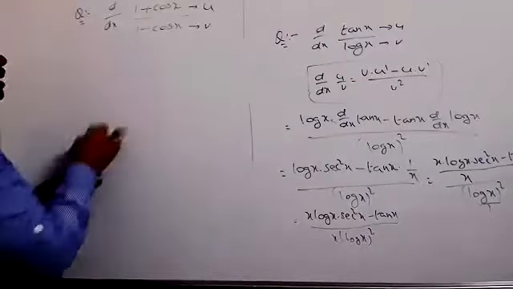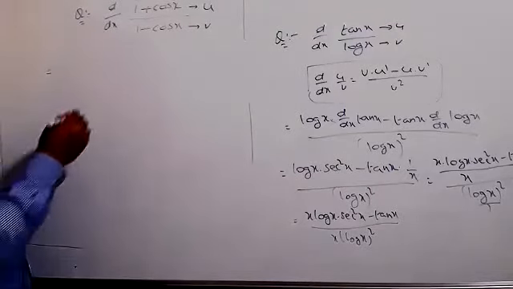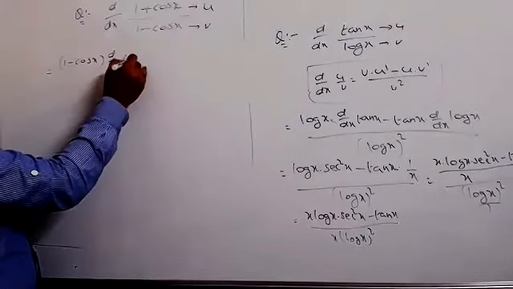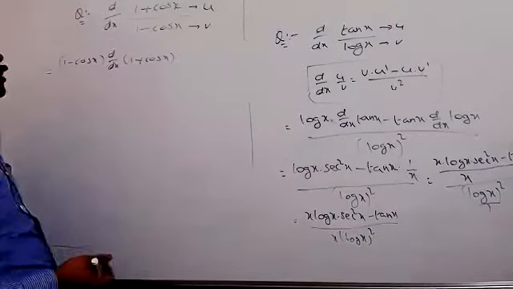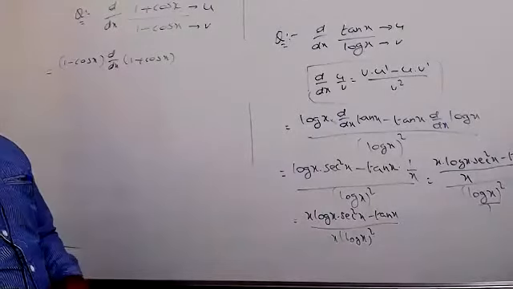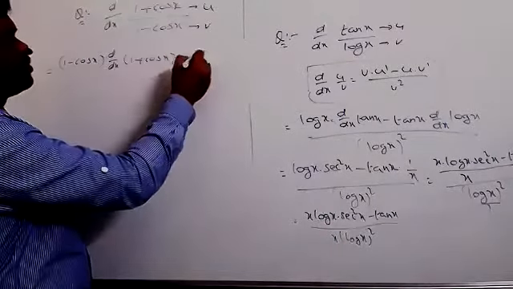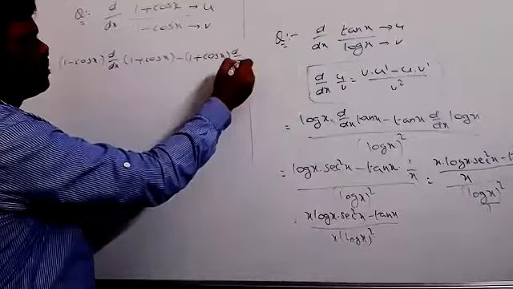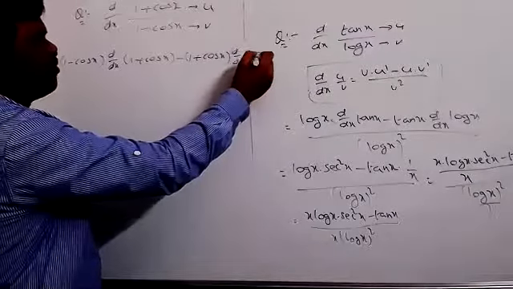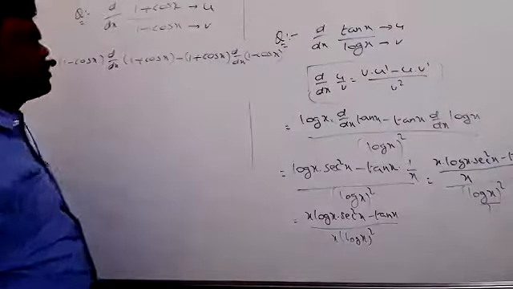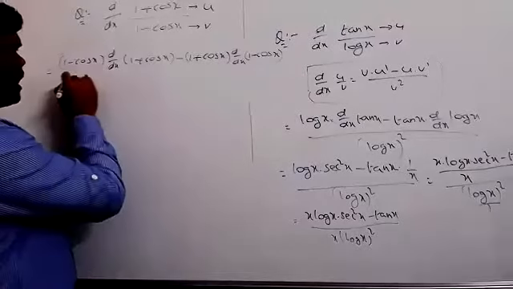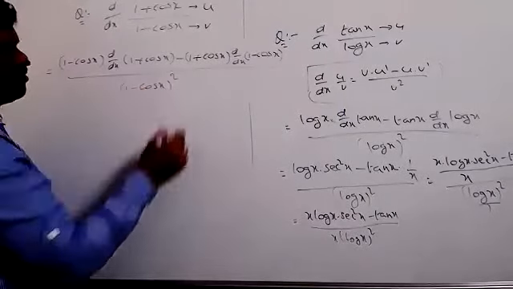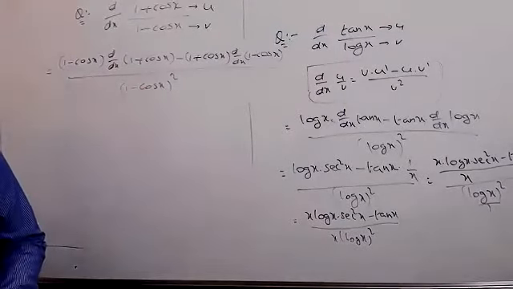All right. 1 minus cos x into d by dx of 1 plus cos x. v into differentiation of u, minus u into, so 1 plus cos x into d by dx of 1 minus cos x, whole by v square. v square means 1 minus cos x whole square. Okay?